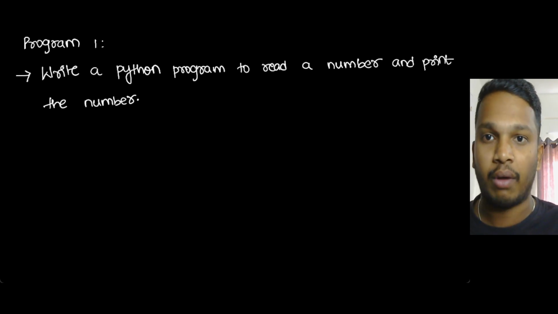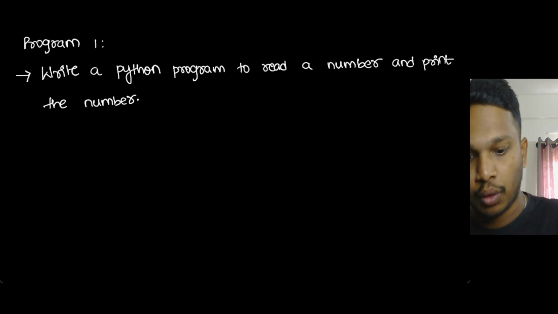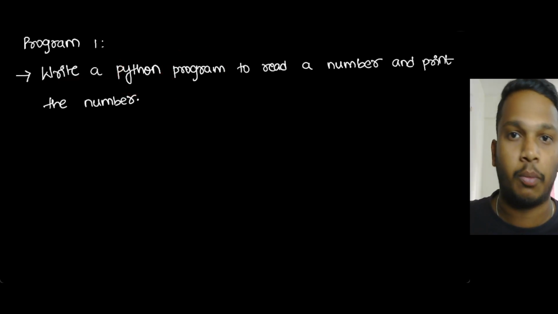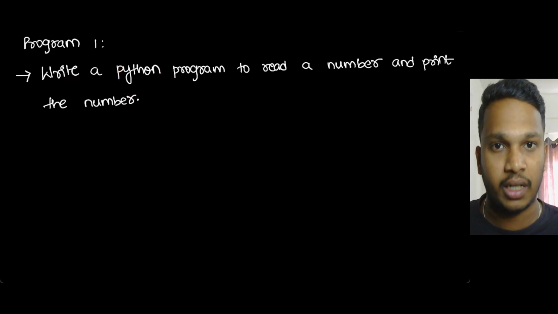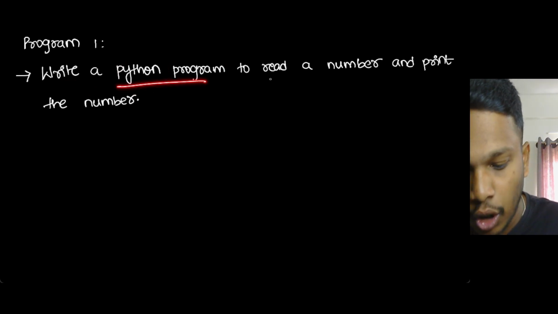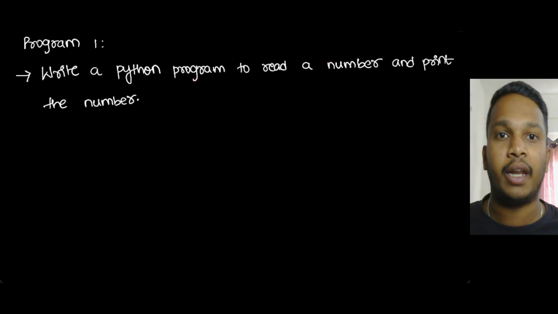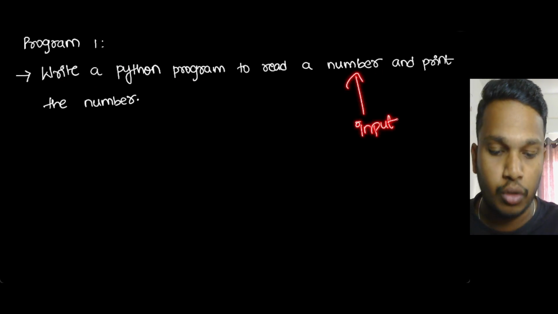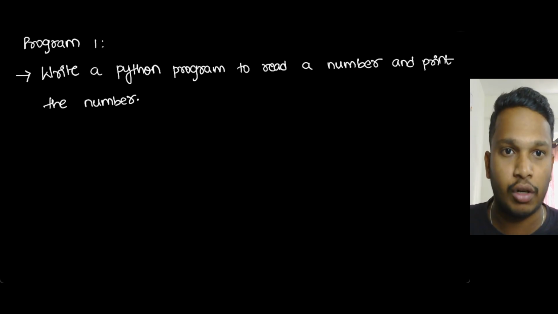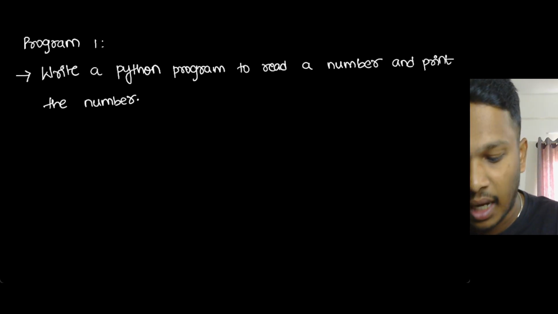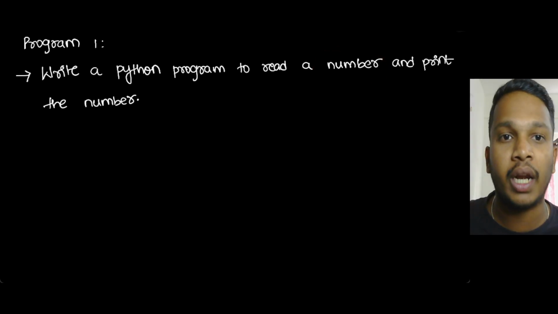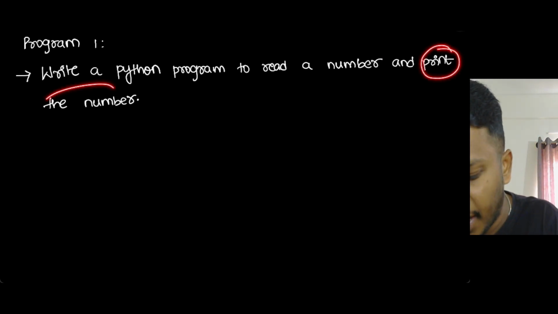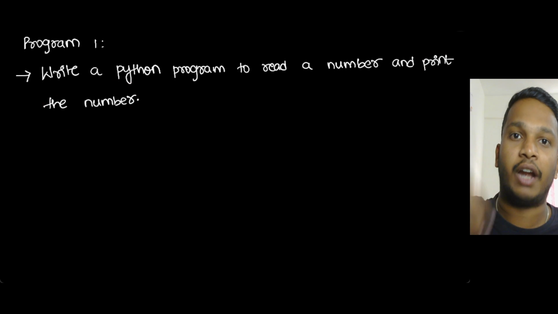Whenever we see the question, we should write a Python program. Why? Because basically this is a Python programming series. So we should write a Python program to read a number from the user. From where will you get input? From the user, meaning in the real world, a user who uses your software. So, write a Python program to read a number. How will you read? By using the keyboard, by using the input statement. Next, what should you do? Print the number. Clear? You should read a number and print the number.